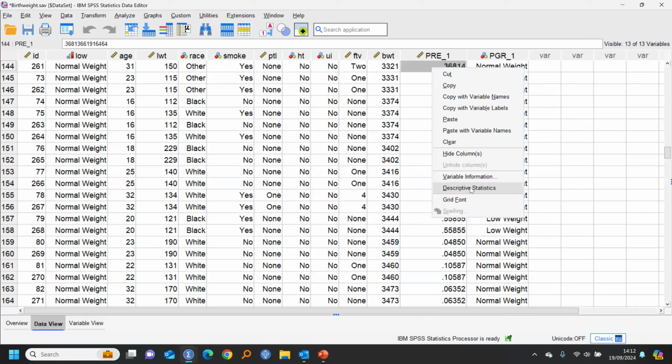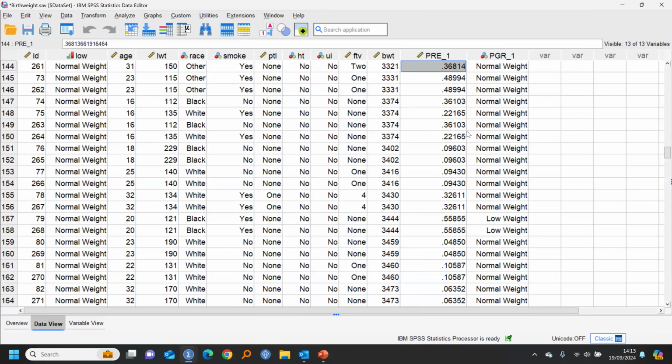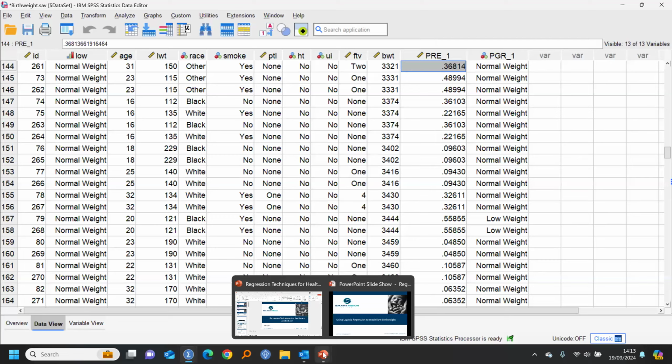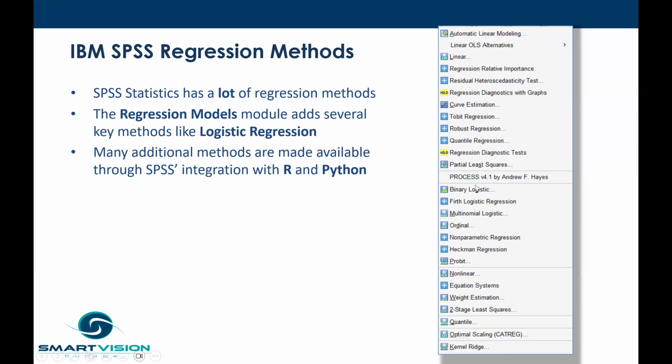So this variable here is showing us a mean of 31% chance, minimum 4% chance, maximum 82% chance. That's the variable that we would use to test the risk effectively for each individual case, and that's what logistic regression is creating for us when we run that procedure. Okay, that's using logistic regression.